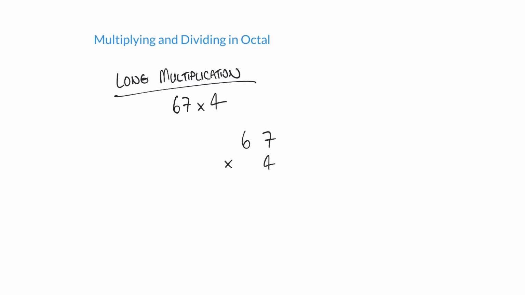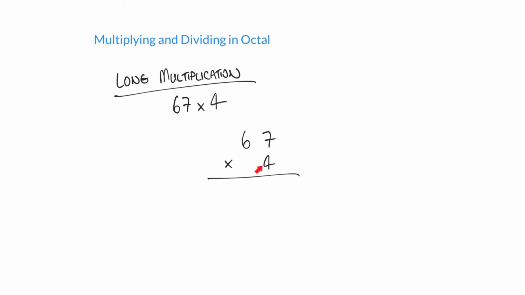So let's set our long multiplication up like so. We have 67 multiplied by 4. And what we're going to do is follow the method of long multiplication step by step, just to multiply these two ordinary decimal numbers together. And then we're going to use the same process to multiply two octal numbers together as well. So the way we do this is we start with the right hand column.